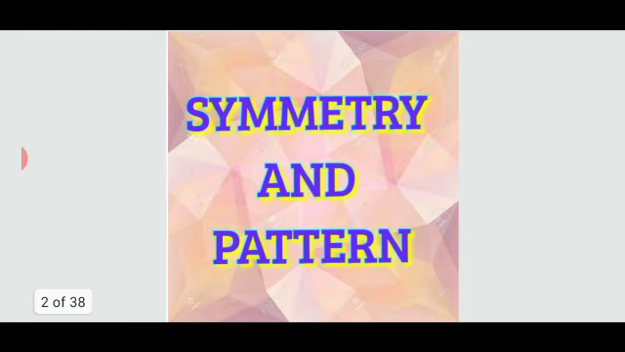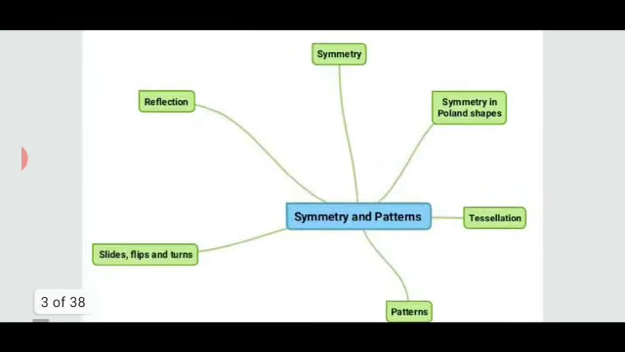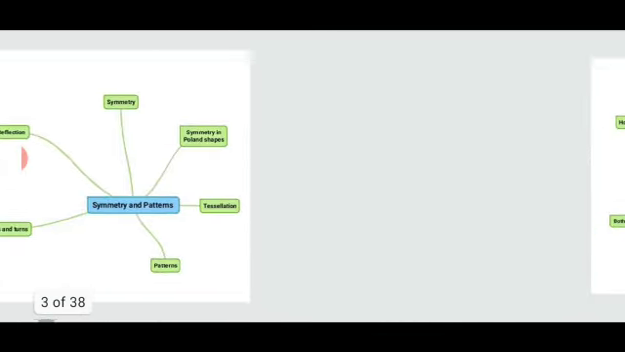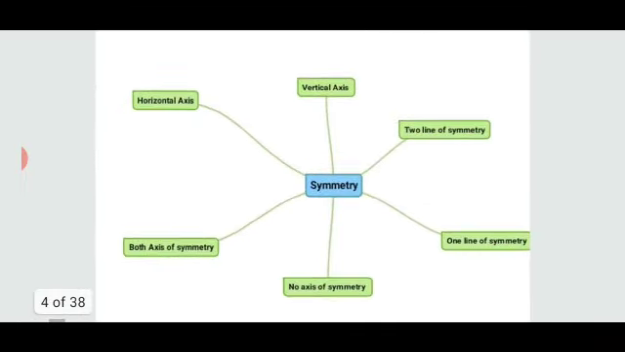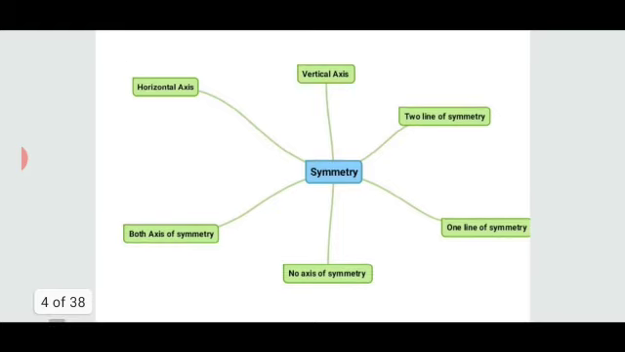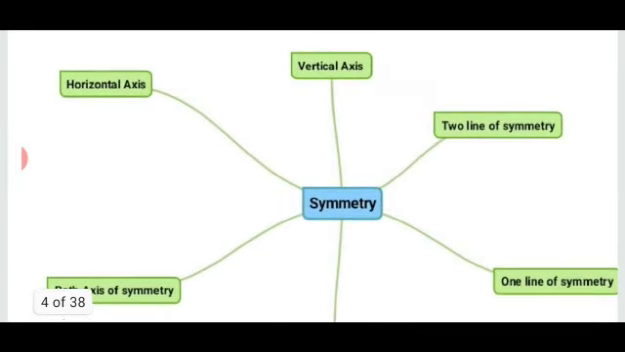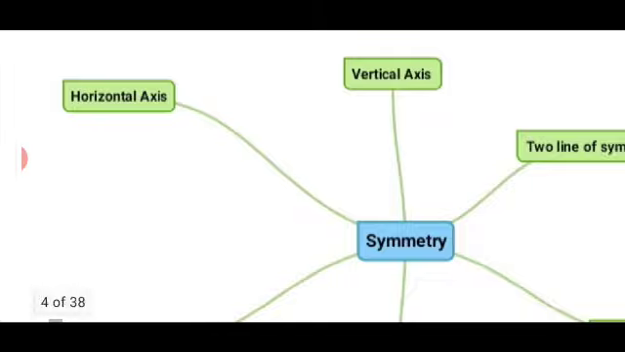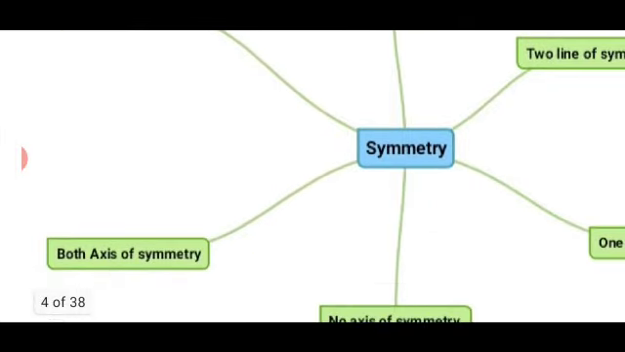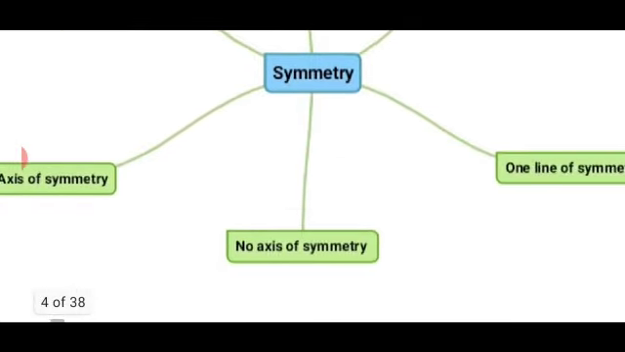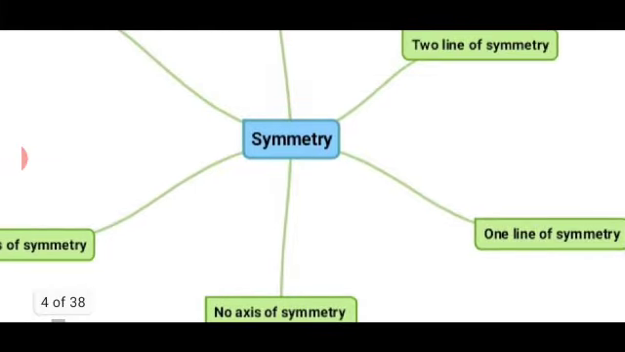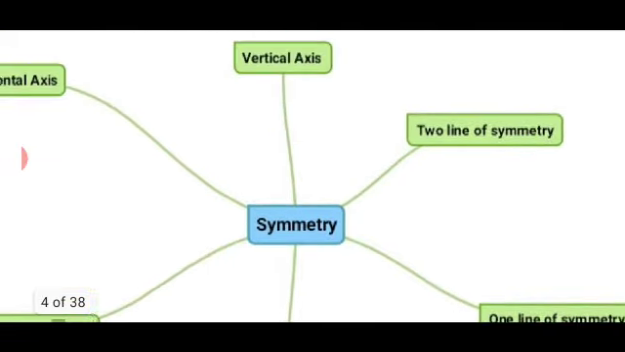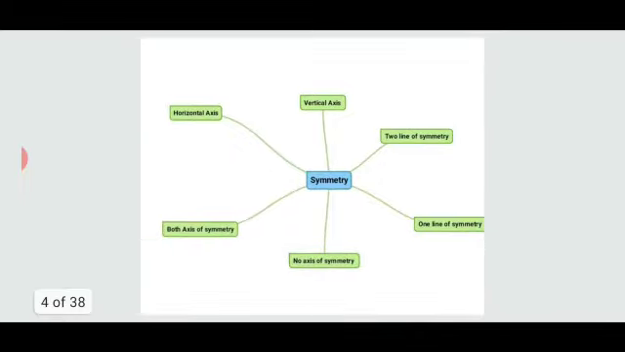I am going to present new chapter 12 named Symmetry and Pattern. First we will discuss about symmetry. In this chapter your aim is to achieve the following goals about the symmetry: vertical axis of symmetry, horizontal axis of symmetry, both axes of symmetry, no axis of symmetry, one line of symmetry, two lines of symmetry, and more than two lines of symmetry.